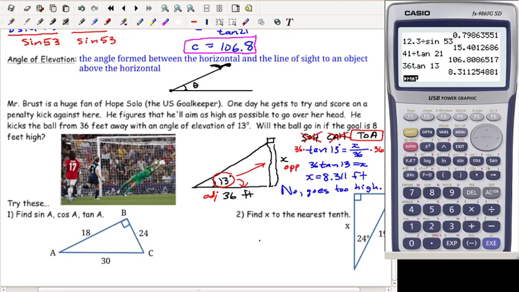All right, two questions for you to try on your own. Then come back and see how it went. In the first one, write the ratios sine, cosine, tangent of angle A. And in the second one, actually solve for the missing side.